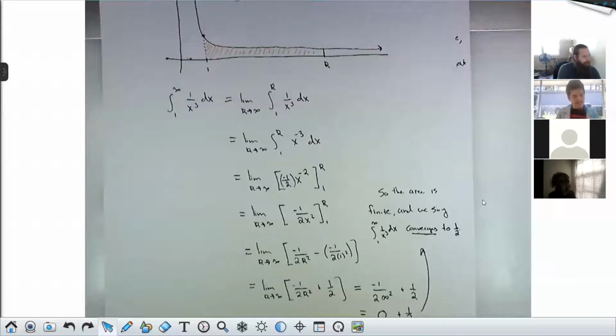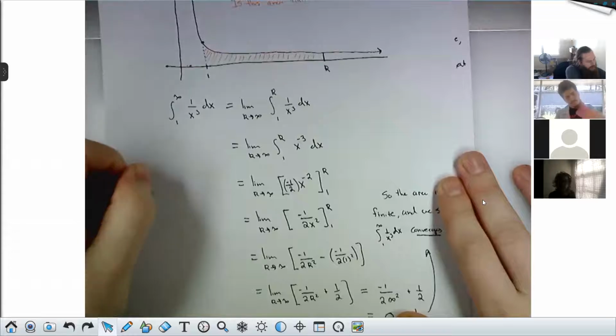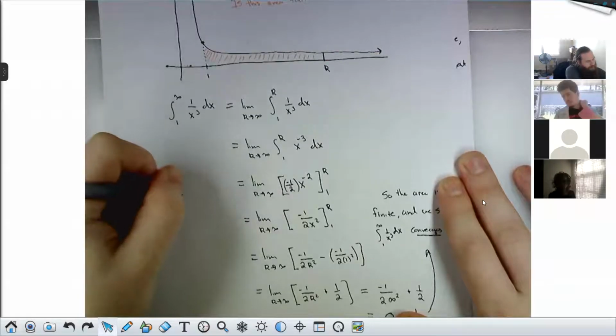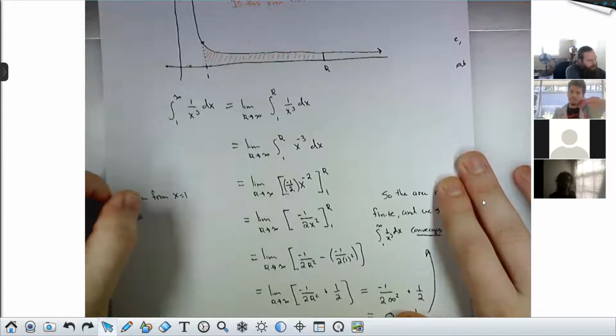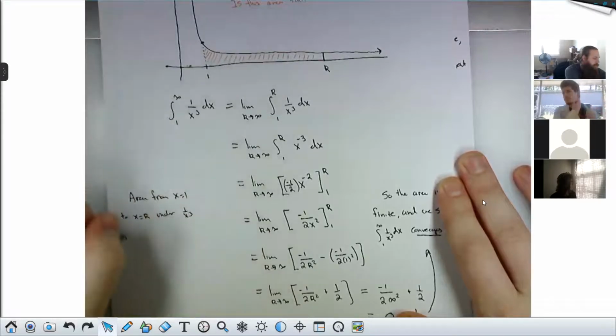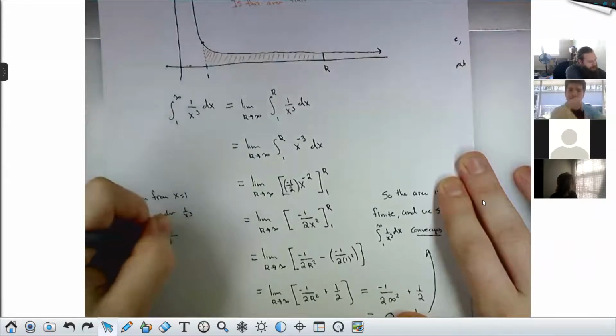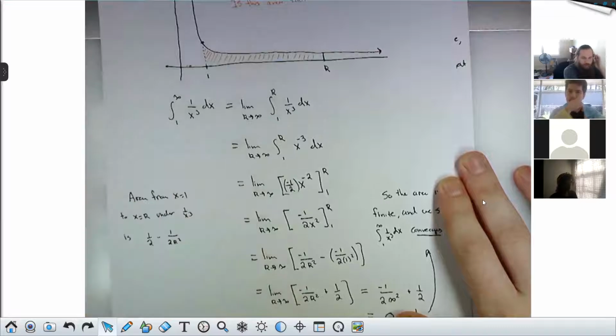So the area, think of it this way. The area from x equals 1 to x equals r under 1 over x cubed is 1/2 minus 1 over 2r squared. That's what we just found. So if you want to know what's the area from 1 to 5, you'd plug in 5 for r. If you want to know what's the area from 1 to 10, you'd plug in 10 for r. If you want to know what's the area from 1 all the way out to infinity, you send r to infinity.